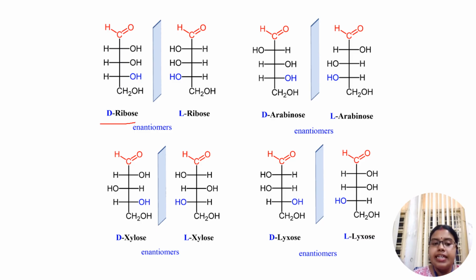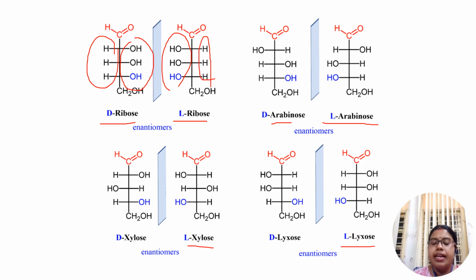If we see D-ribose, for the mirror image, we will get L-ribose. For D-ribose, all the H are on the left and all the OH are on the right. Similarly, in the case of L-ribose, all the OH are on the left and all the H are on the right. Similarly, we will get the structures of L-arabinose, L-xylose and L-lyxose.